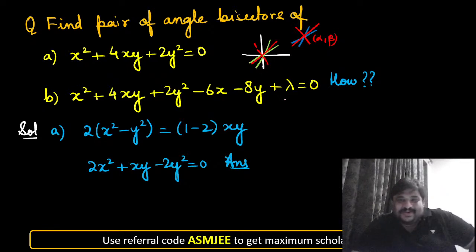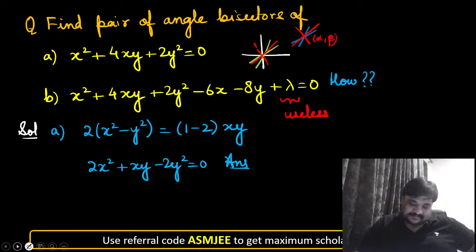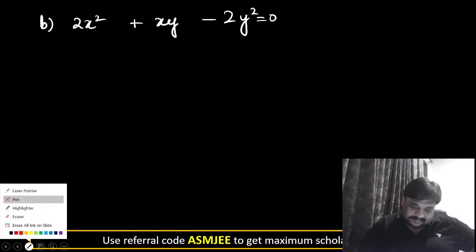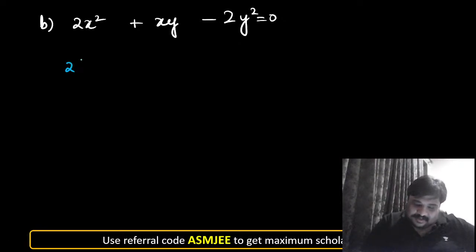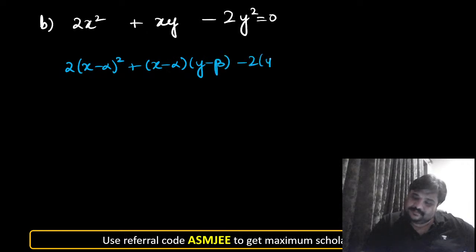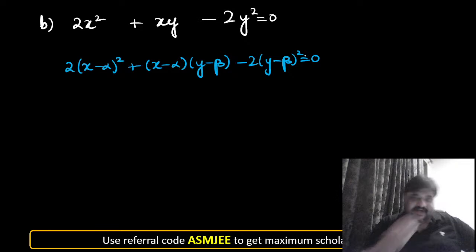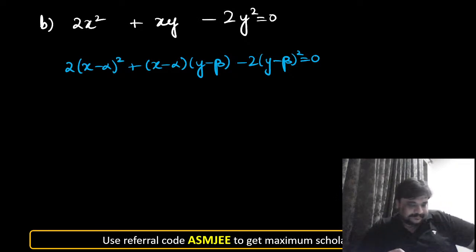No, no, no. Lambda is useless here. You actually don't even need lambda. You just need that alpha and beta. Find alpha and beta. To find alpha and beta, you won't need lambda. I think you should get this answer.